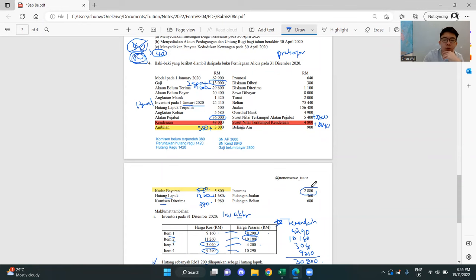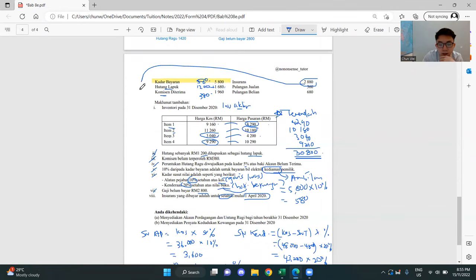2880. Maksudnya, this 2880, if you link back to this part, insurance yang dibayar, which is 2880, adalah untuk setahun. So, you have to use 2880 divide by 12. Because you have to know setiap bulan adalah berapa. Okay? And then here they say mulai 1st April 2020. Maksudnya, if you draw out a timeline, dia mulai 1st April 2020.